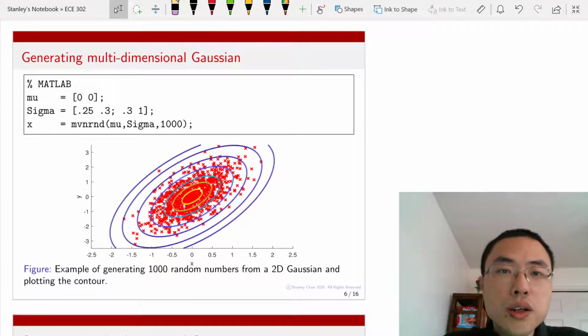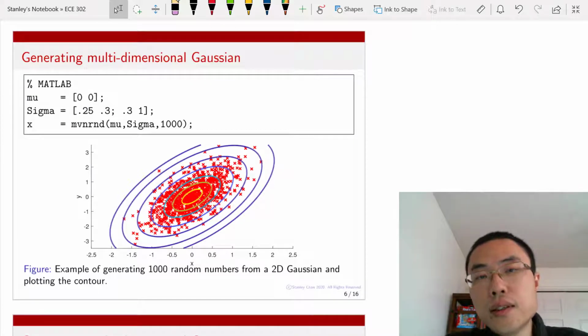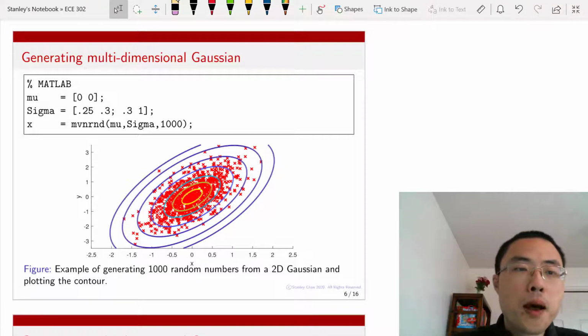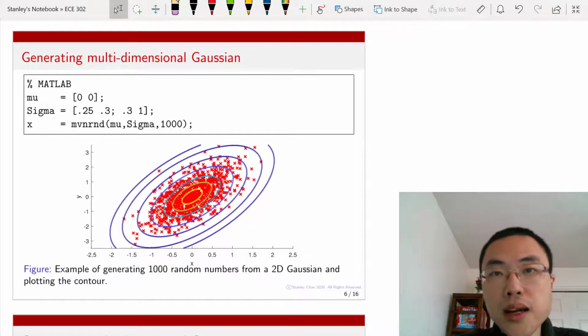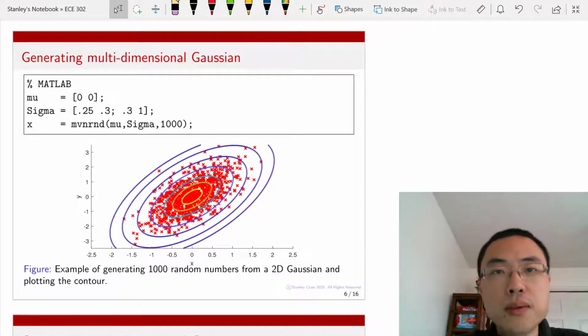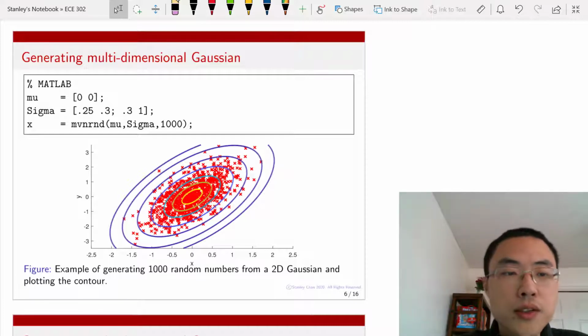So how do we visualize the Gaussian random variables on a computer? I'm showing you an example here in MATLAB, and there exists a one-to-one correspondence between MATLAB and Python. And so I will encourage you to try this set of commands in Python. Just look up the internet and you will be able to see the corresponding commands.